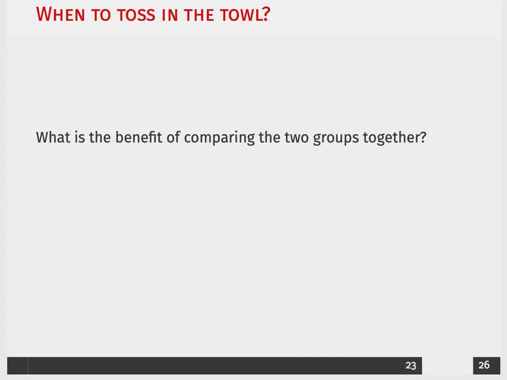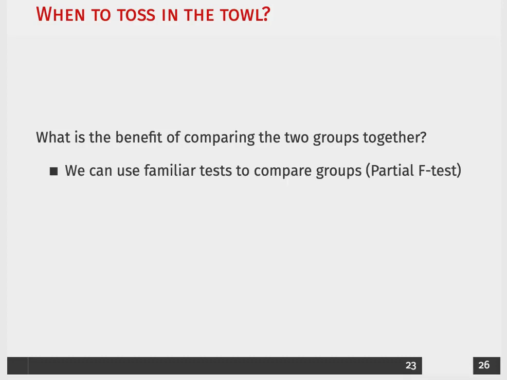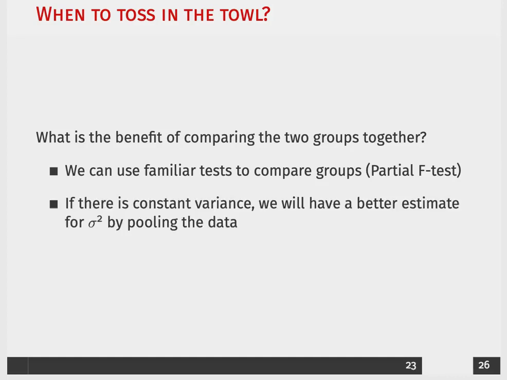So at this point, you're probably wondering, at what point do we toss in the towel and think that there are no longer benefits of comparing two groups together? We should actually use slopes that are different, or we should just use a parallel line. And I think the best way to do this is by including that interaction and then using tests that we're familiar with to compare groups, like a partial F-test.